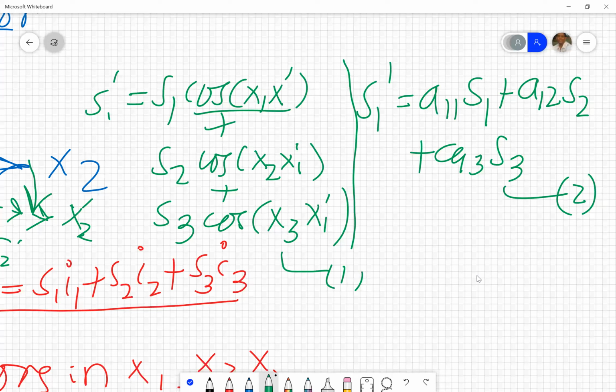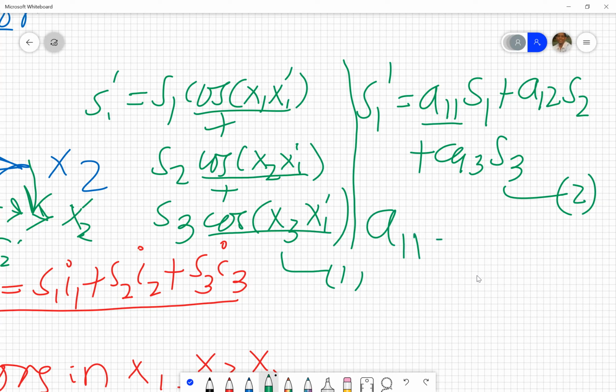See, these cos components are just replaced by these new components. All these cos components are replaced. Cos x1 and x1 dash is replaced by a11. A11 means what? Cos A11. A11 means the direction cosine between x1 and x1 dash.